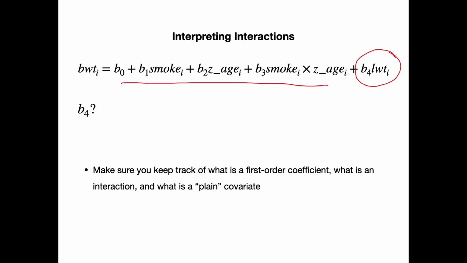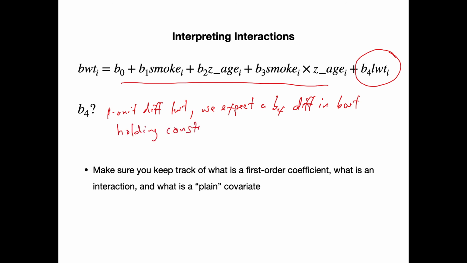For every 1 unit difference in mother's last weight, we expect a B4 difference in birth weight, holding constant age and smoking status. Forgive the bad writing on status there.